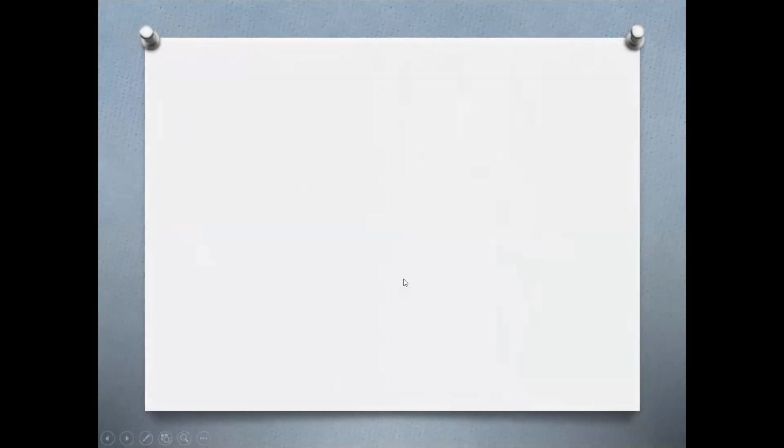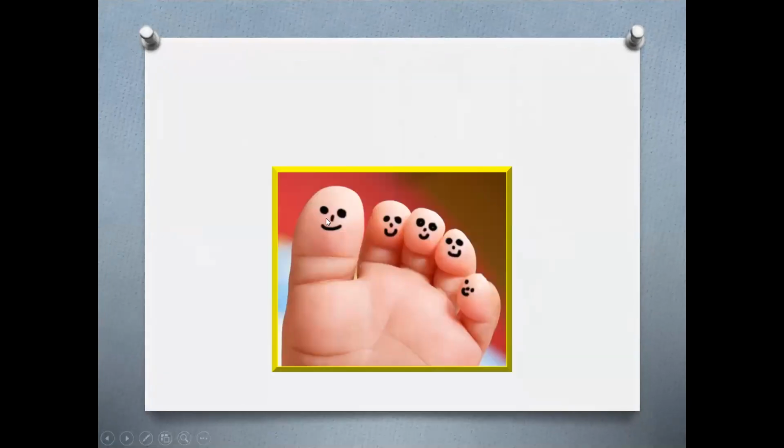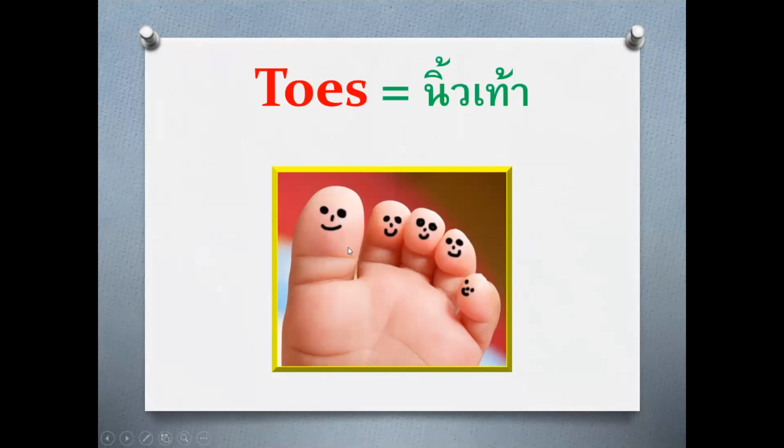Next, what picture is this? Oh, this picture of toes. Very good. The spelling is T-O-E-S. Toes. You can read the Thai and see this picture and understand more.